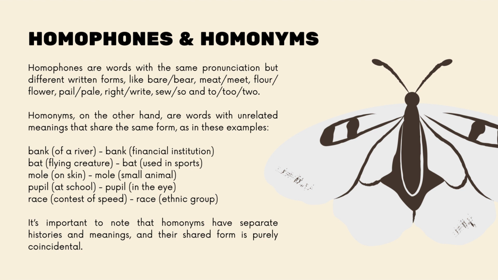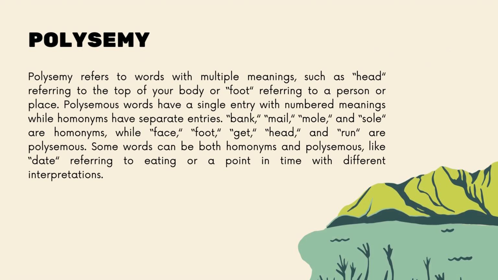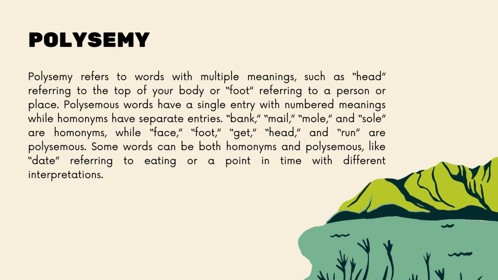It's important to note that polysemous words have multiple meanings, such as head, referring to the top of your body, or foot, referring to a person or place. Polysemous words have a single entry with a number of meanings, while homonyms have separate entries. Bank, mail, mole, and sole are homonyms, while face, foot, cat, head, and run are polysemous. Some words can be both homonyms and polysemous, like date, referring to a fruit or a point in time, with different interpretations.